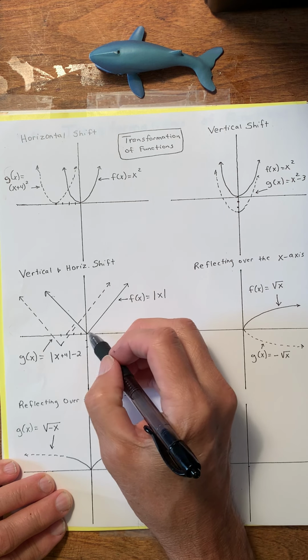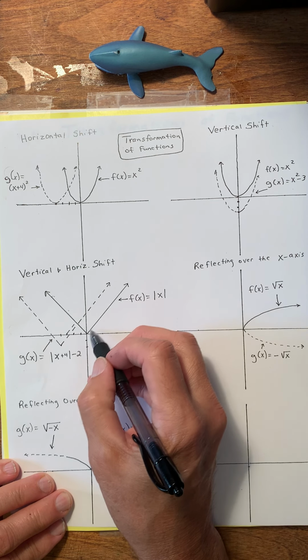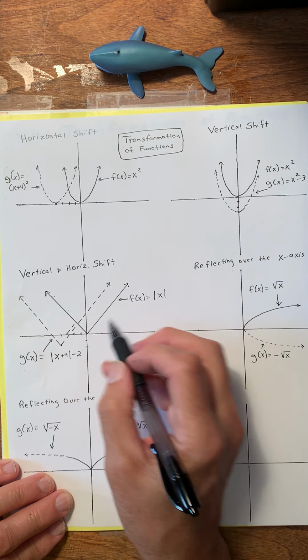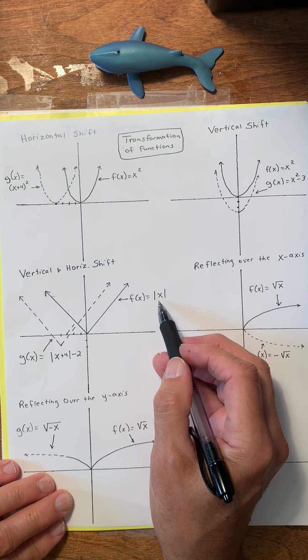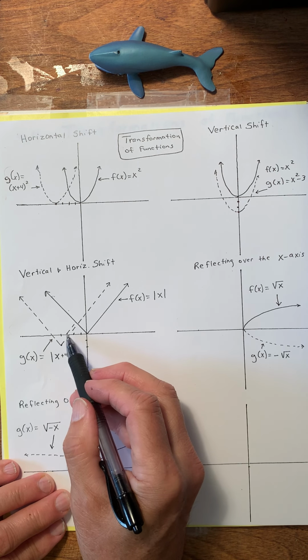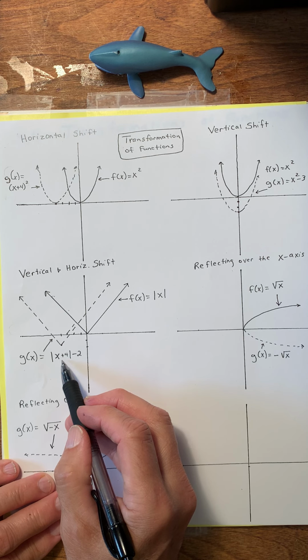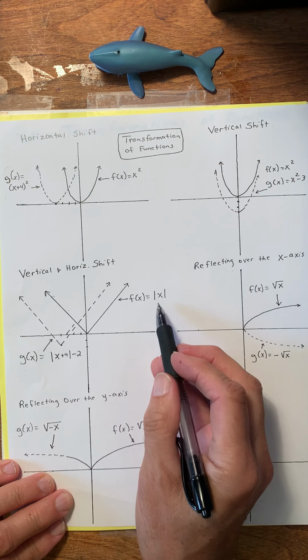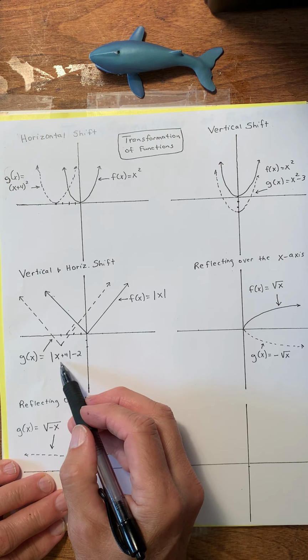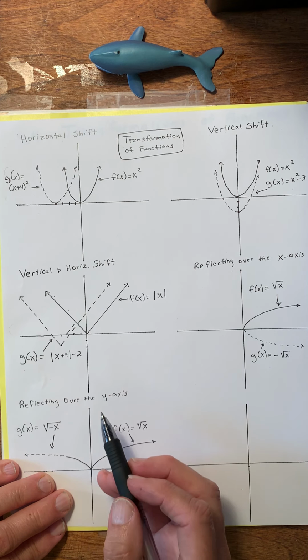And I can do them both. I can have a vertical shift and a horizontal shift in the same transformation. Here's a typical function, the absolute value function, f of x equals the absolute value of x. I can move it 4 units to the left by adding 4 inside the operation, which is absolute value. And I can move it down 2 by subtracting 2.